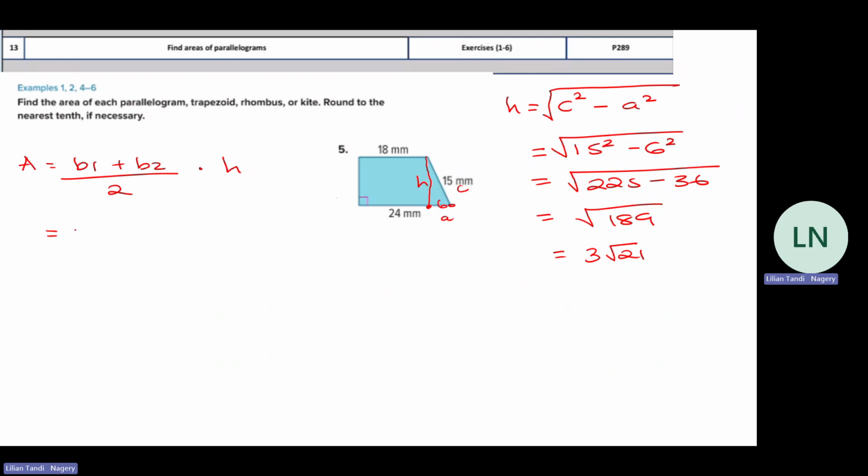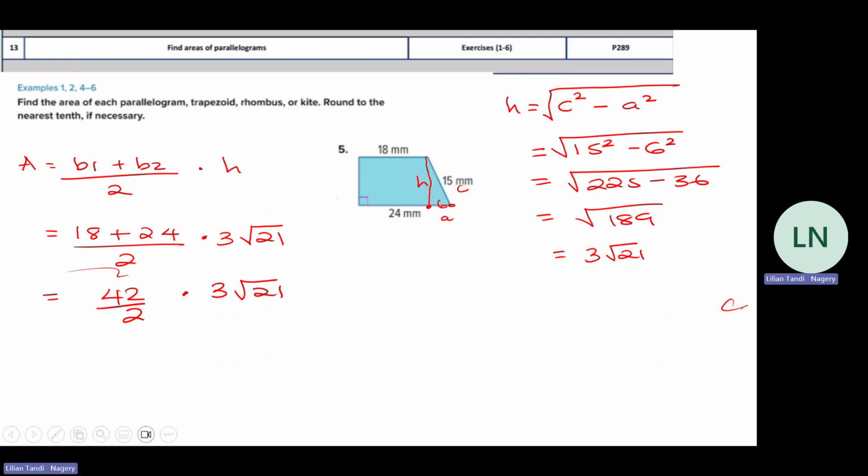What is my base 1? 18. My base 2 is 24. Divide by 2, and I'm going to multiply by 3 square root of 21. 18 plus 24 should be 42. And 42 divided by 2, multiply by 3 square root of 21. Divide by 2, that gives me 21. So that's 21 multiplied by 3, multiplied by the square root of 21.